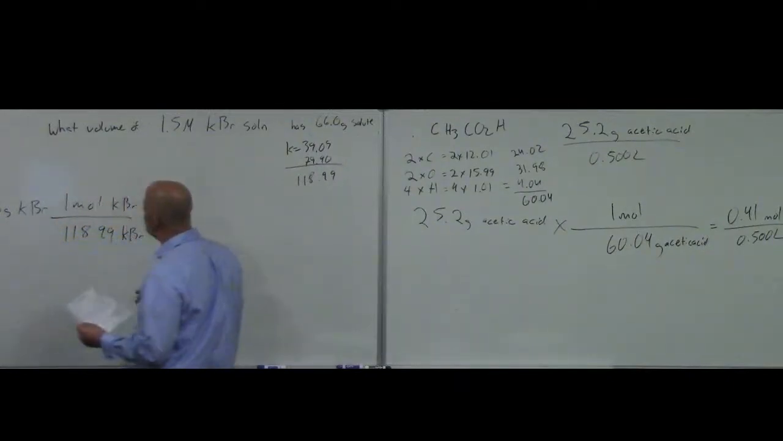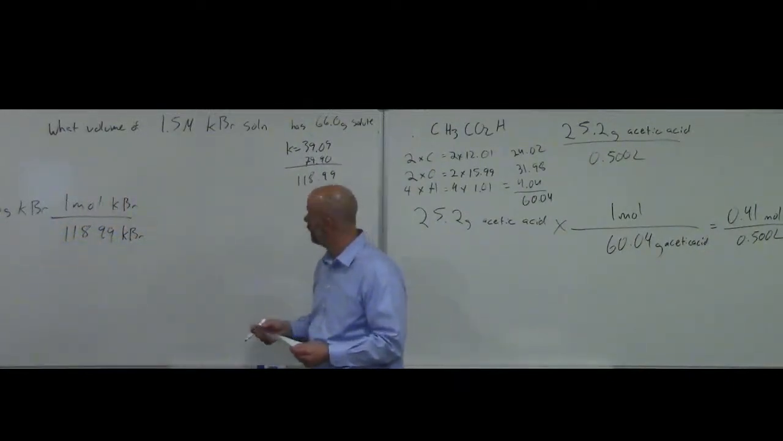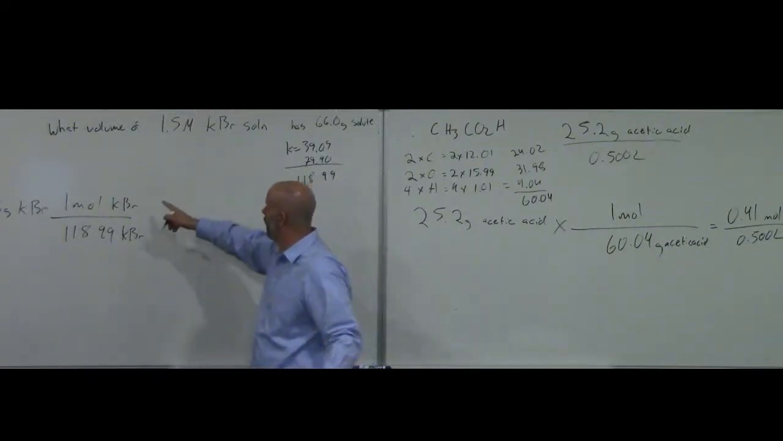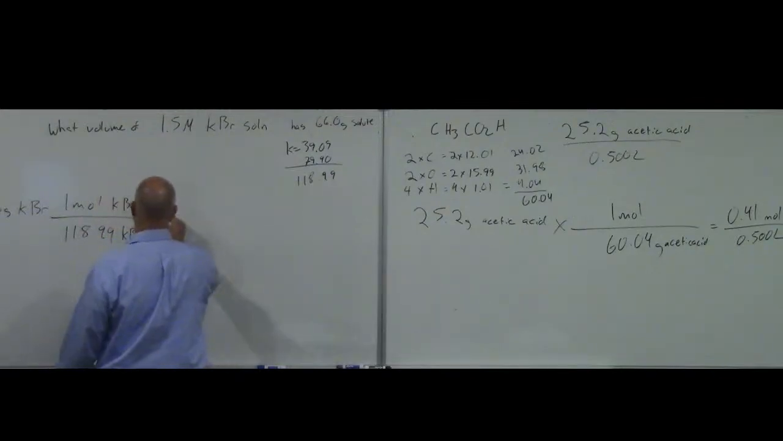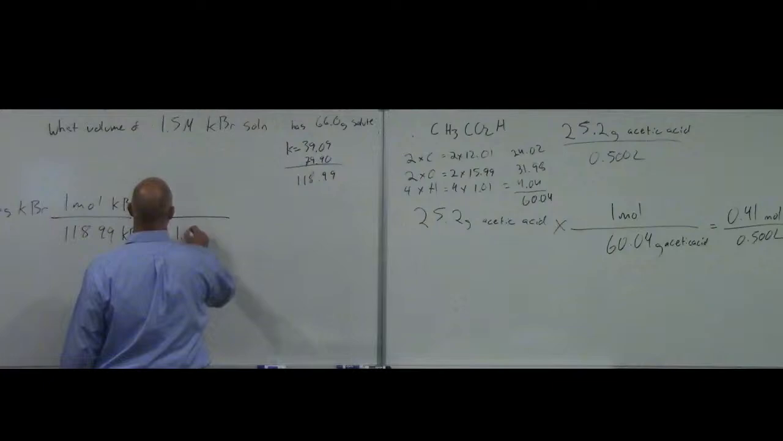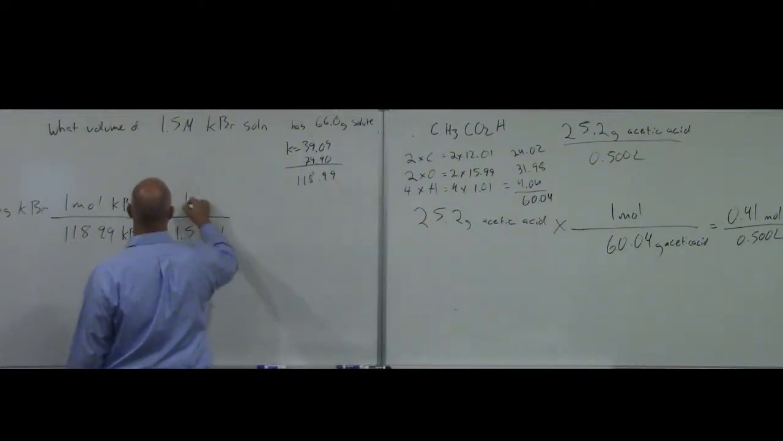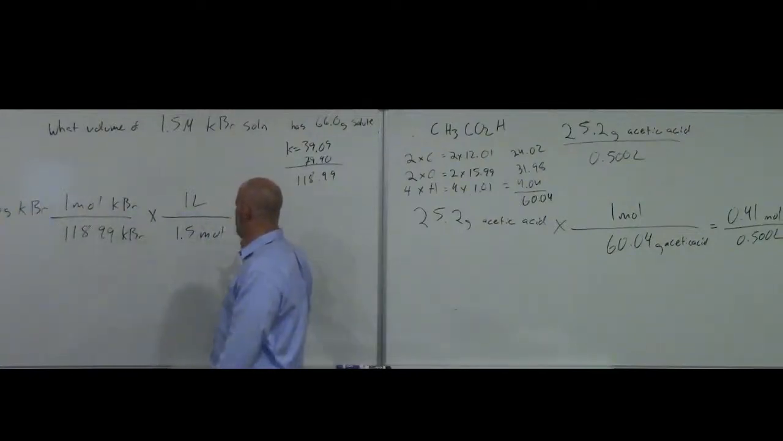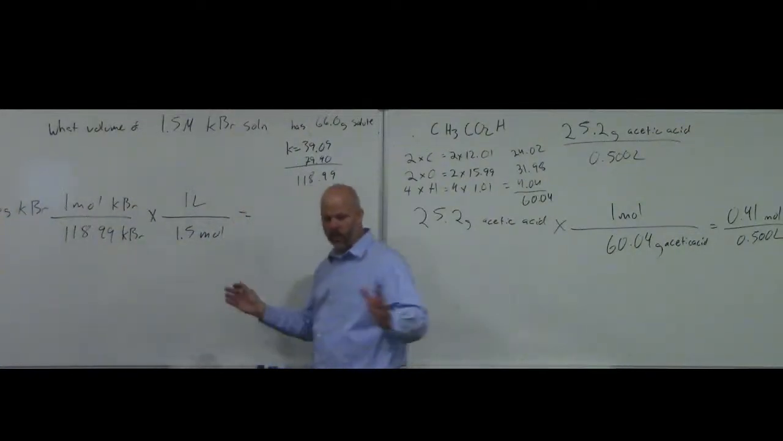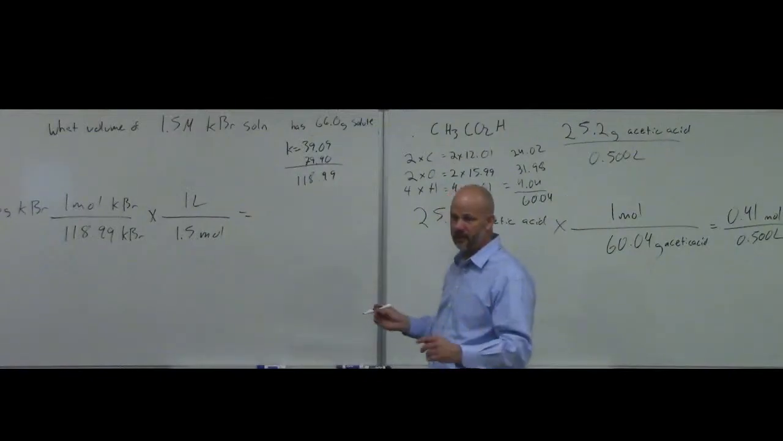And ultimately, what I'm looking for here is what? I want to know the volume. So I need to multiply this times my moles per liter, right? So I've got to invert that. I want my 1.5 moles down here, and I want my 1 liter up here. I can multiply all the way across the top and then divide by the bottom. When I do all that, I should get the right answer.